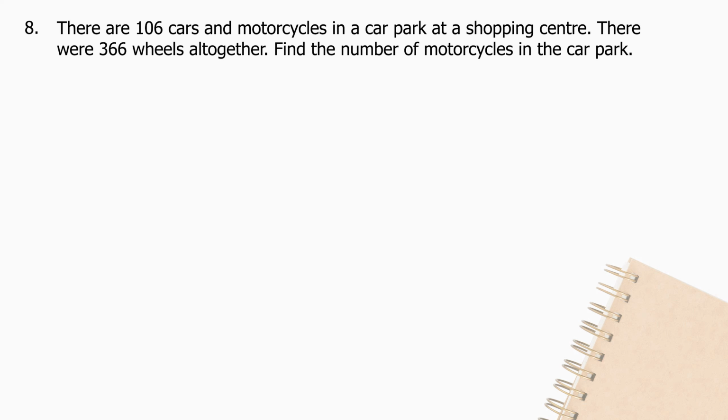Question 8. There are 106 cars and motorcycles in a car park at a shopping center. There were 366 wheels altogether. Find the number of motorcycles in the car park.